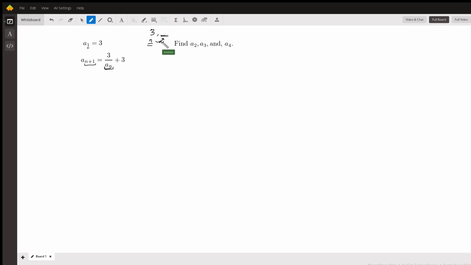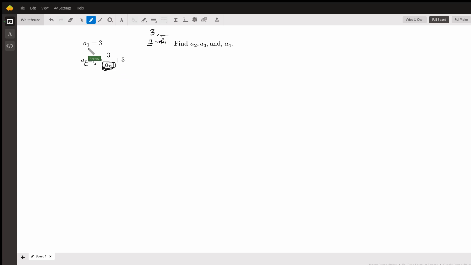Once we have n plus 1 here, then if we want to find n plus 2, we would use n plus 1 as this value here, and that would give n plus 2, and so on. This is the whole idea of recursively defined functions. It takes some previous values and uses them to find future values.